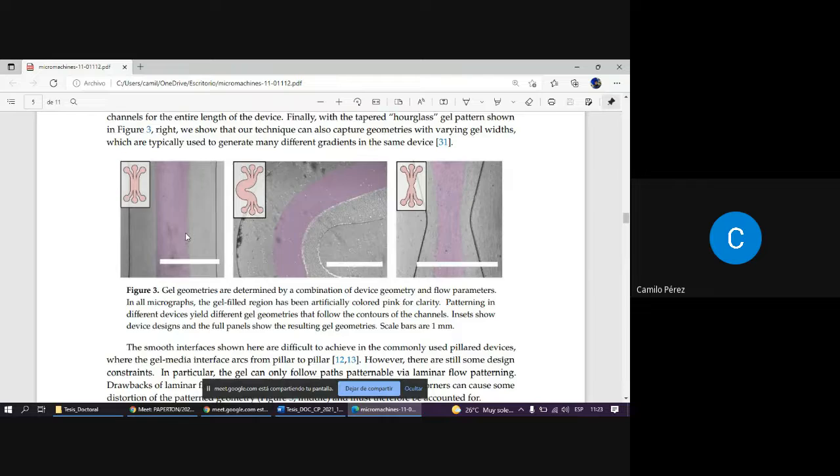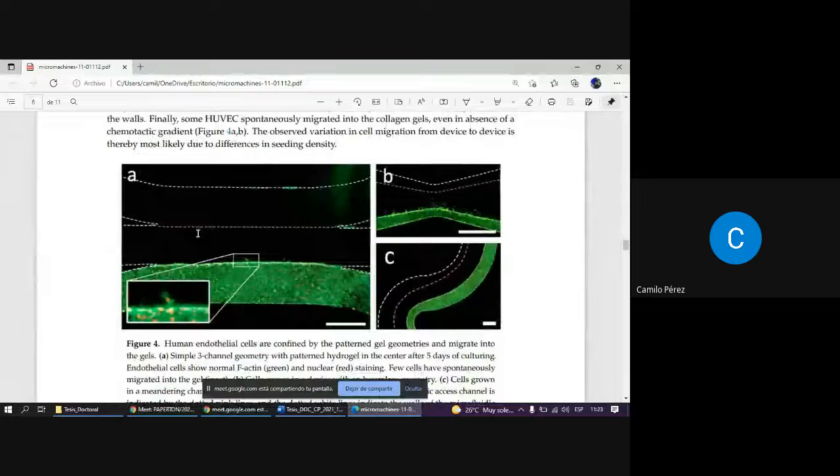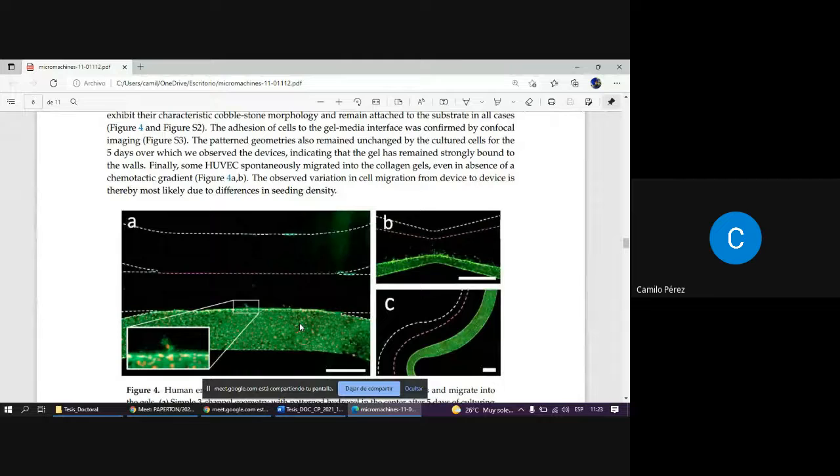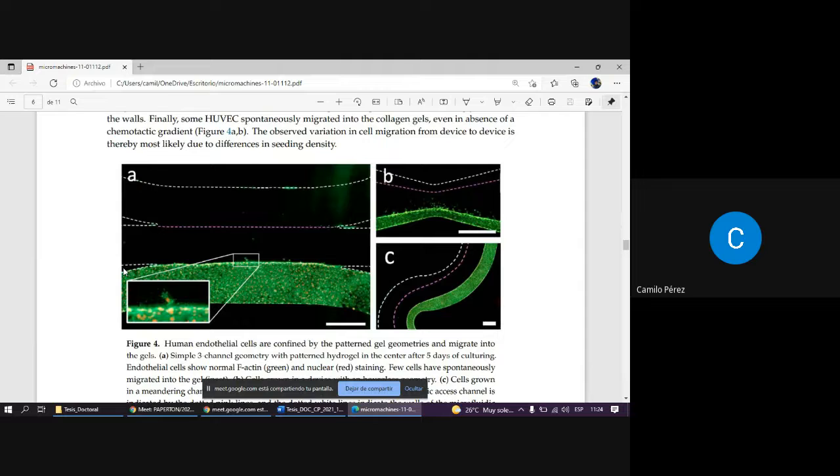Next, they grow the cells in the microdevice to verify the cell viability and how the cells behave in the hydrogel over time. They say that the cells maintained long-term viability, which is great for the different techniques used afterwards.